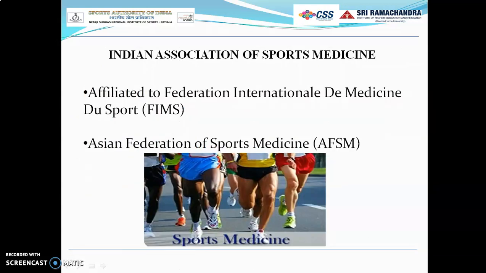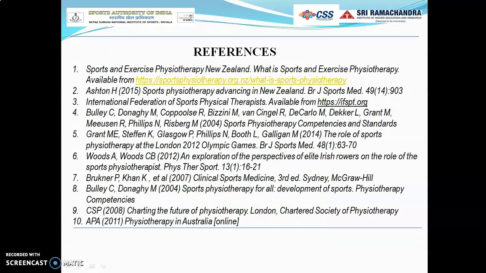Now, all the sports physiotherapists in India come under the Indian Association of Sports Medicine, which is affiliated to the Federation Internationale de Medecine du Sport, FIMS. And also we have the Asian Federation of Sports Medicine, AFSM. Here are the references. You can go through the references.